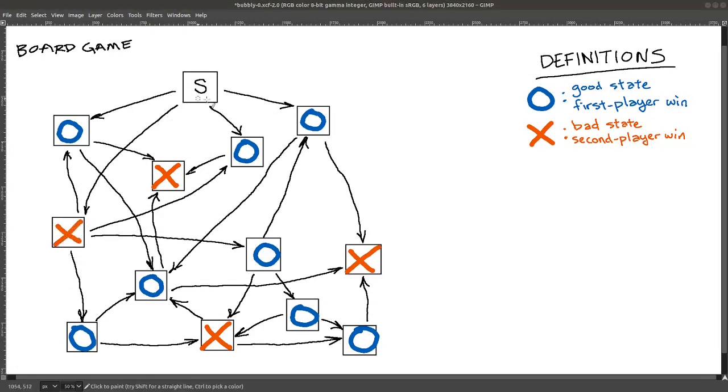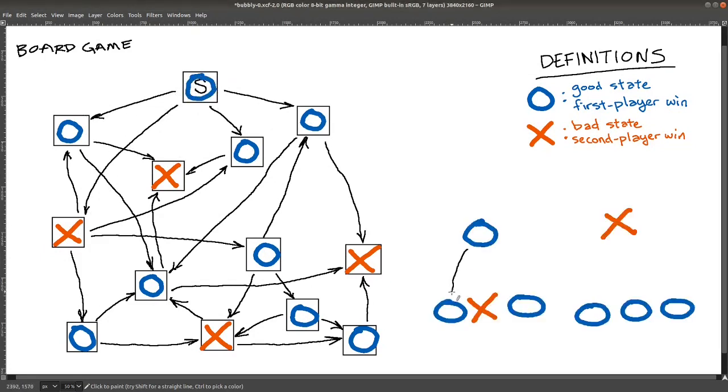Okay. And finally, we get to the starting position. So starting position, you have four options: good, bad, good, good. So you have the option of going to bad, so this is a good state. So the general rules for this analysis are, as long as you have the option of moving to at least one bad state, then you're in a good state. And if all of your options are good states, then this is a bad state. And this is true even if you have no options. You have to have at least one option that is a bad state in order to be a good state.